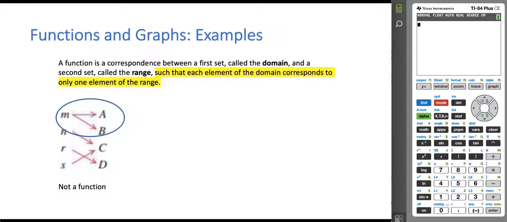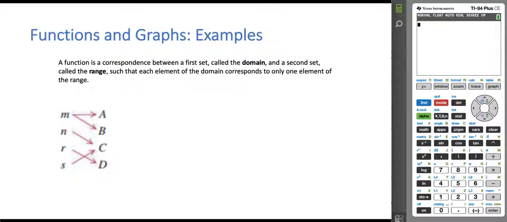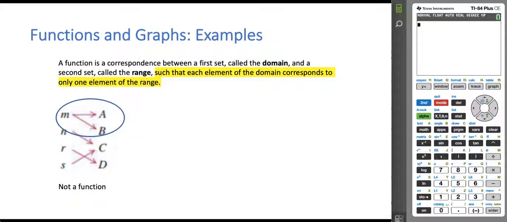So in the first example, we have the set M, N, R, and S, which is going to be assigned to the set A, B, C, and D. So you're looking to see, is every element of M, N, R, and S, that first set, assigned to only one element in the second set? And the answer is no, it is not. So this is not an example of a function. The reason is because the letter M is assigned to both A and B in the second set. So this is not a function. It violates this part of the definition.